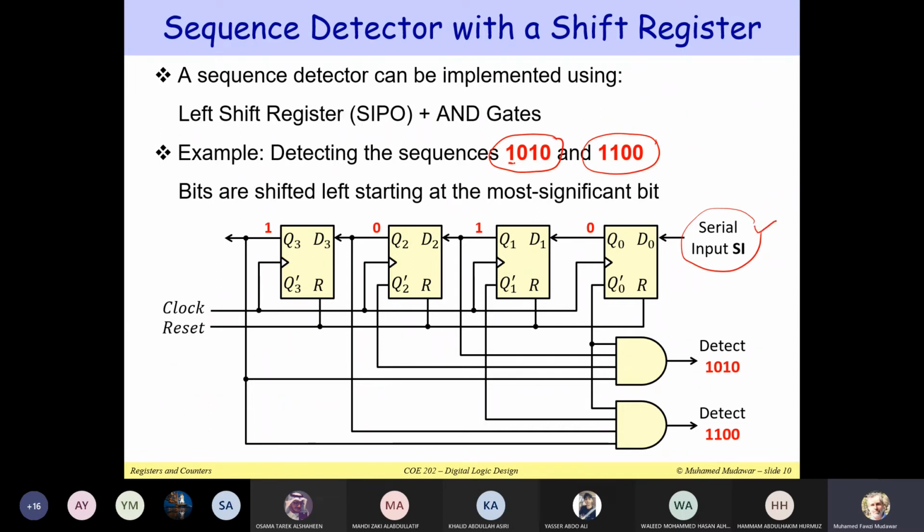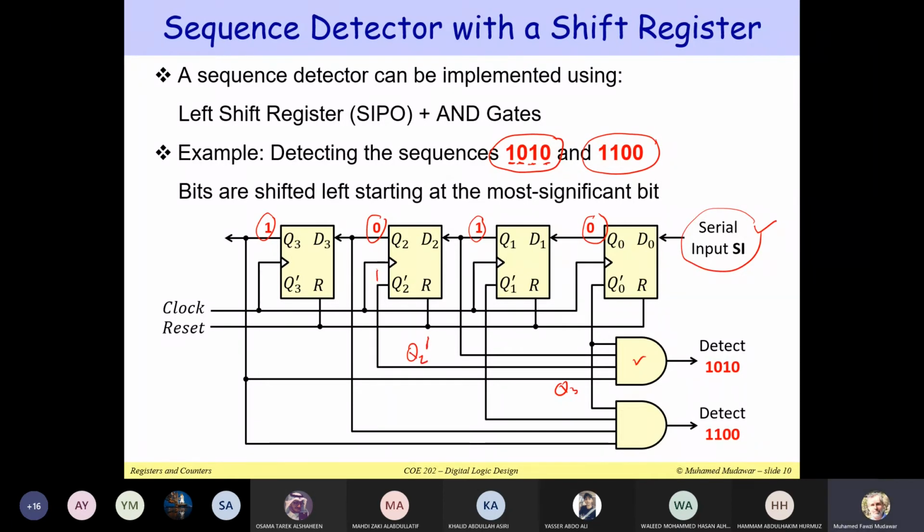So we start by providing the 1, then the 0, then the 1, then the 0. So we start at the most significant bit and end at the least significant bit, shifting the bits to the left. After 4 cycles, you will get here 1 0 1 0. If you would like to detect the sequence here, what you need is just an AND gate. Now, to detect a 1, all you have to do is connect Q3. If you would like to detect 0, connect Q2 prime. This is Q2 prime, because if this is 0, then this would be 1.